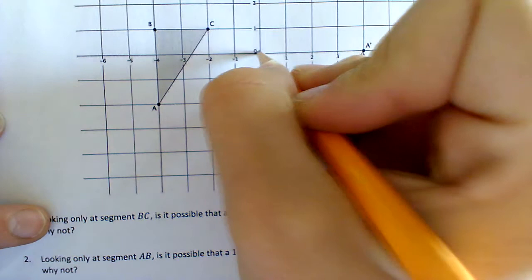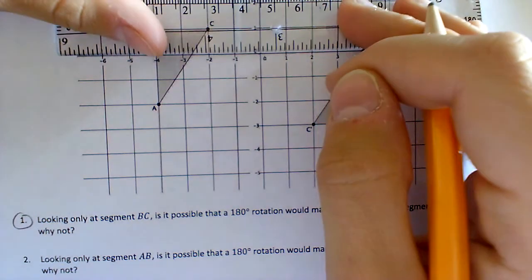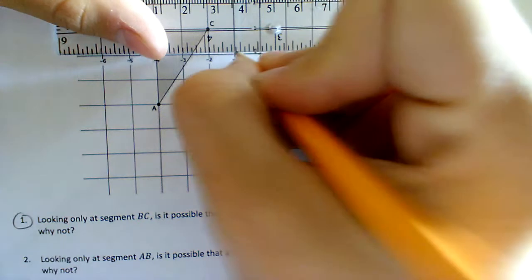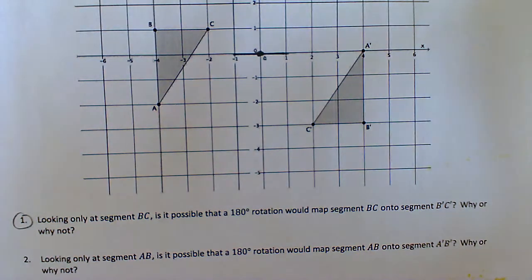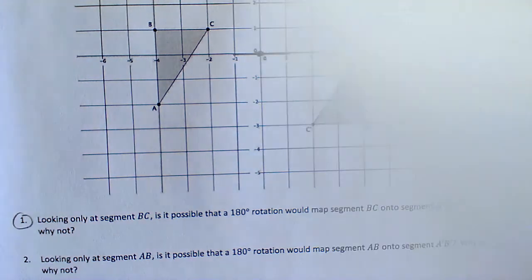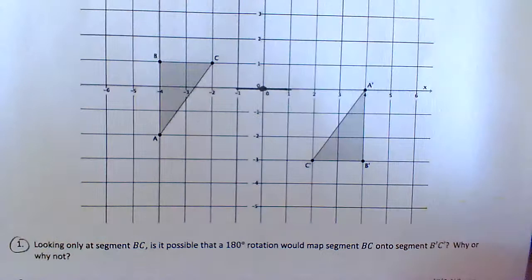Well, a 180-degree rotation would form a set of parallel lines, and if we draw a line through our center of rotation, assuming that it's the origin, if we did BC and we rotated it from the origin, it would end up parallel, but it definitely isn't a rotation through the origin.